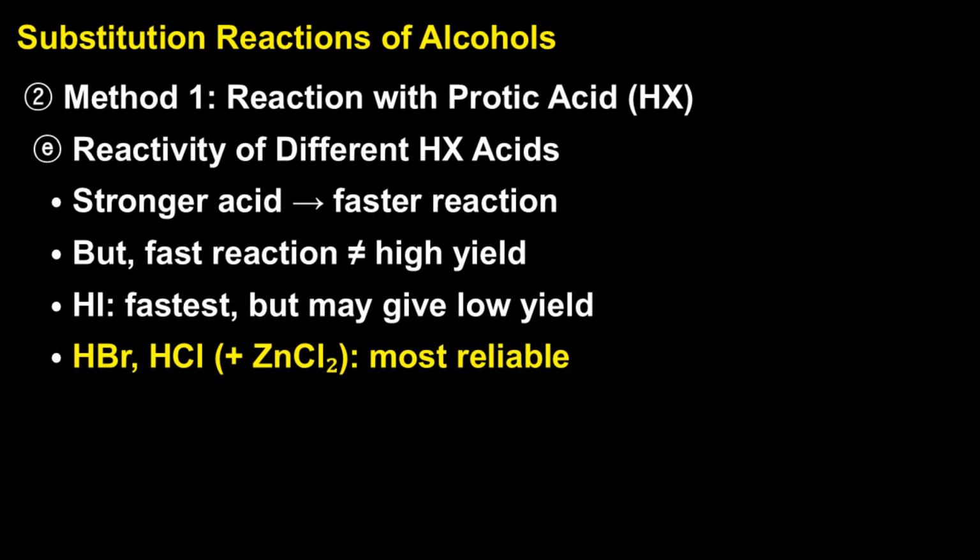You might be wondering, does the choice of acid matter? Absolutely. Stronger acids usually make the reaction faster, but faster doesn't always mean better. HI reacts the quickest, but the yield can drop due to side reactions. HBr and HCl are more reliable overall. And here's a helpful tip. If you're using HCl, adding zinc chloride helps a lot. It acts as a Lewis acid, activating the alcohol and making substitution smoother. So for the best balance of speed and yield, HBr or HCl with a catalyst is usually your best bet.